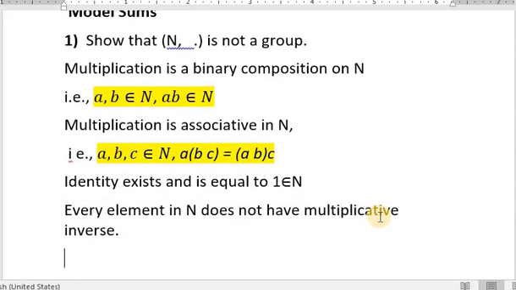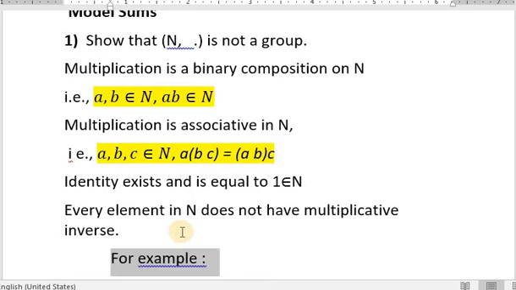Then one more condition has to be satisfied. That is, every element in N does not have a multiplicative inverse. See, the fourth property is not satisfied. Every non-zero element must possess a multiplicative inverse. But it's not possible in this case because N does not have multiplicative inverses.